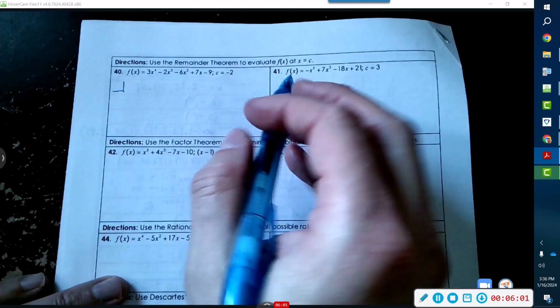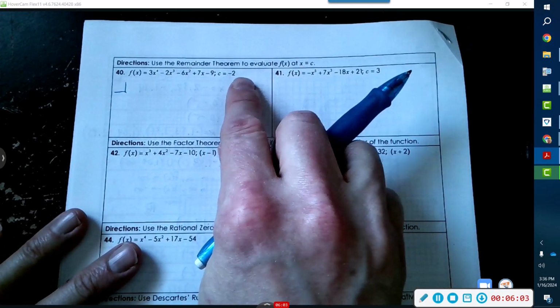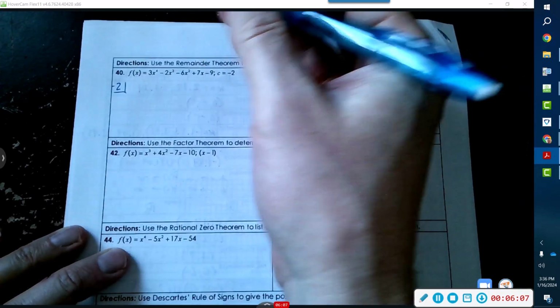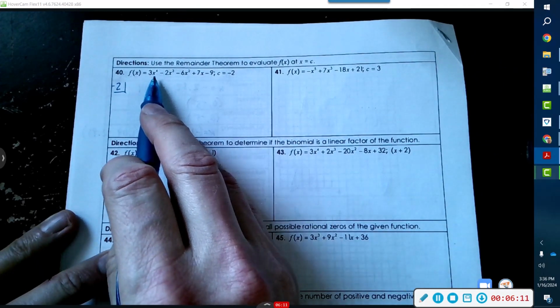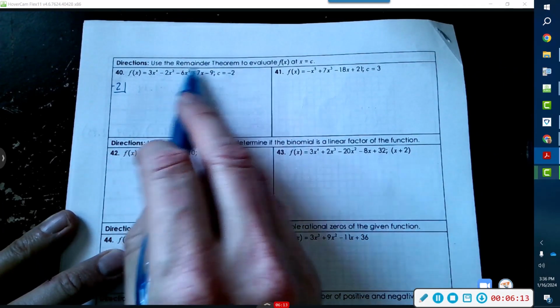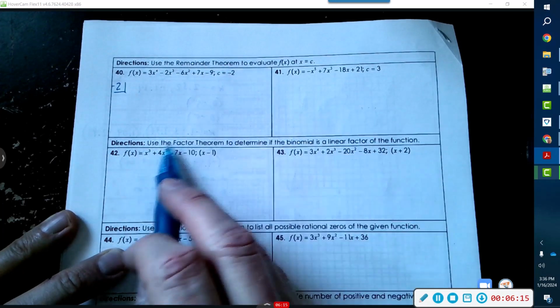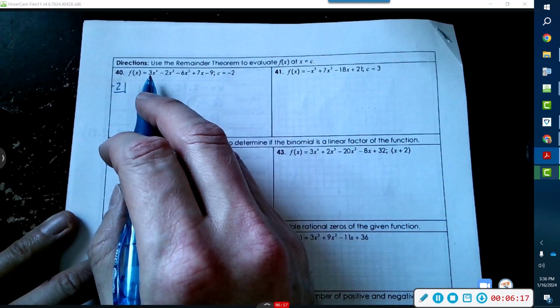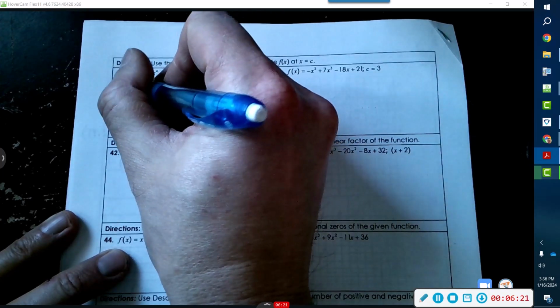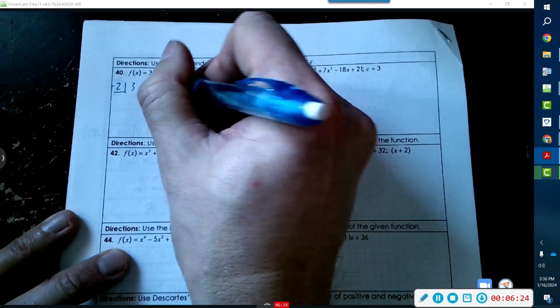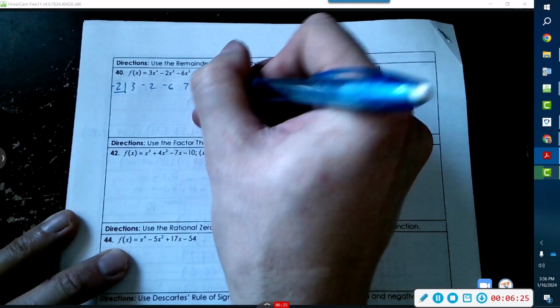The remainder theorem is just evaluating a particular number in a polynomial, and this is meant to be a shortcut. So if you're going to use synthetic division, now remember, the remainder theorem is synthetic division, so is the factor theorem. So we're going to have 4, 3, 2, 1, 0. They're all in order, so we do not have any holes. We can just put these in order.